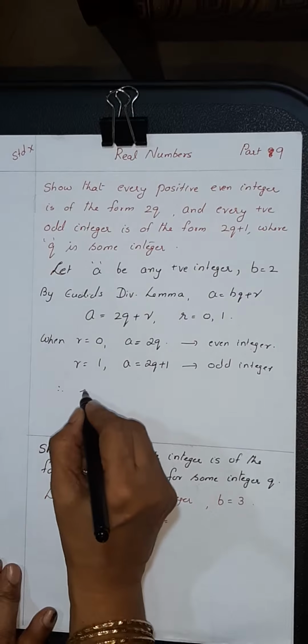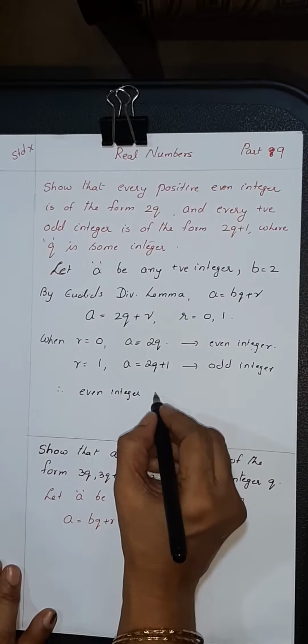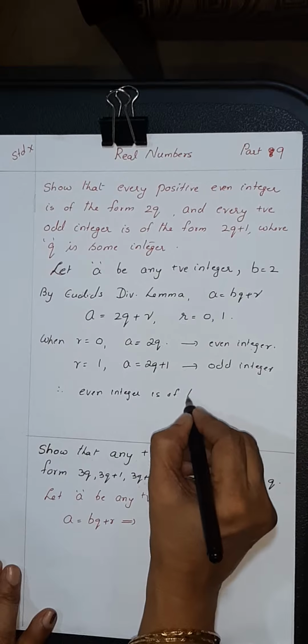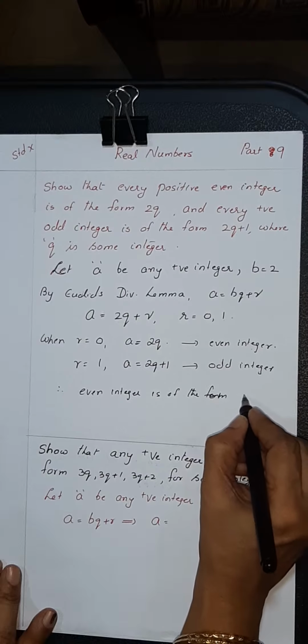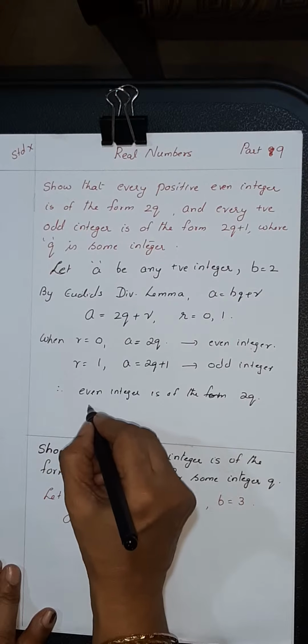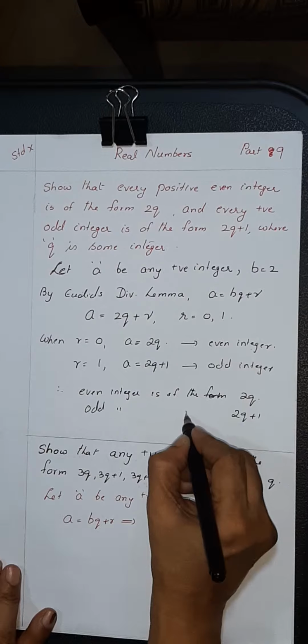So, an even integer is of the form 2q and an odd integer is of the form 2q plus 1.